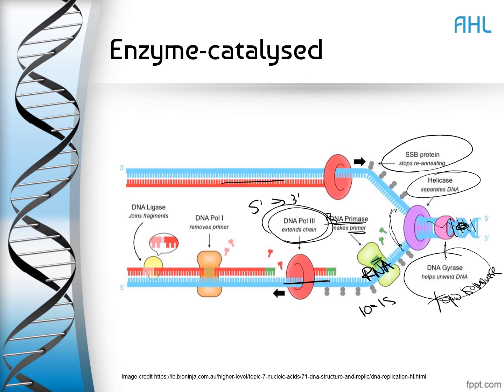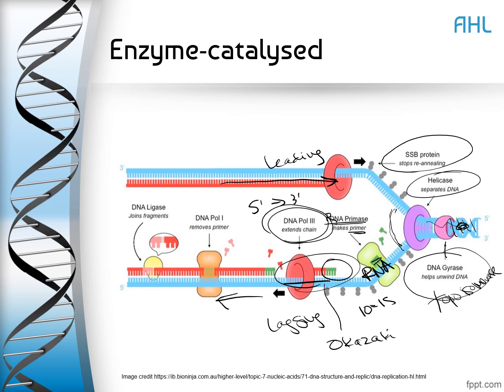It can go continuously on our leading strand. It's going to go away from the replication fork on our lagging strand. And these little fragments, again, are called Okazaki fragments. Each of our Okazaki fragments is going to start with a primer.